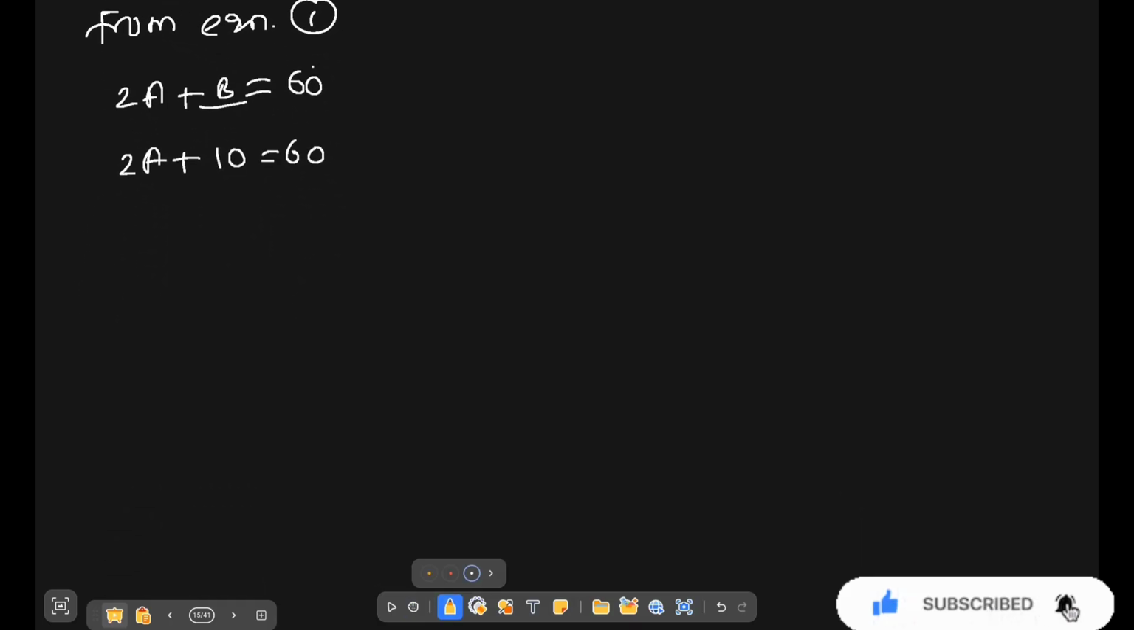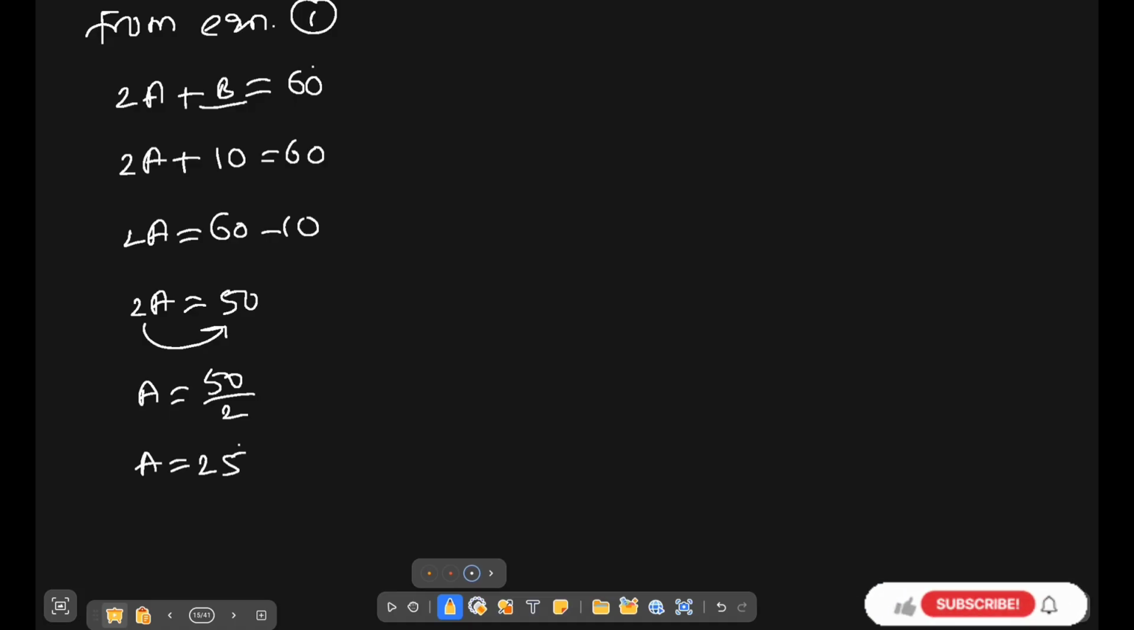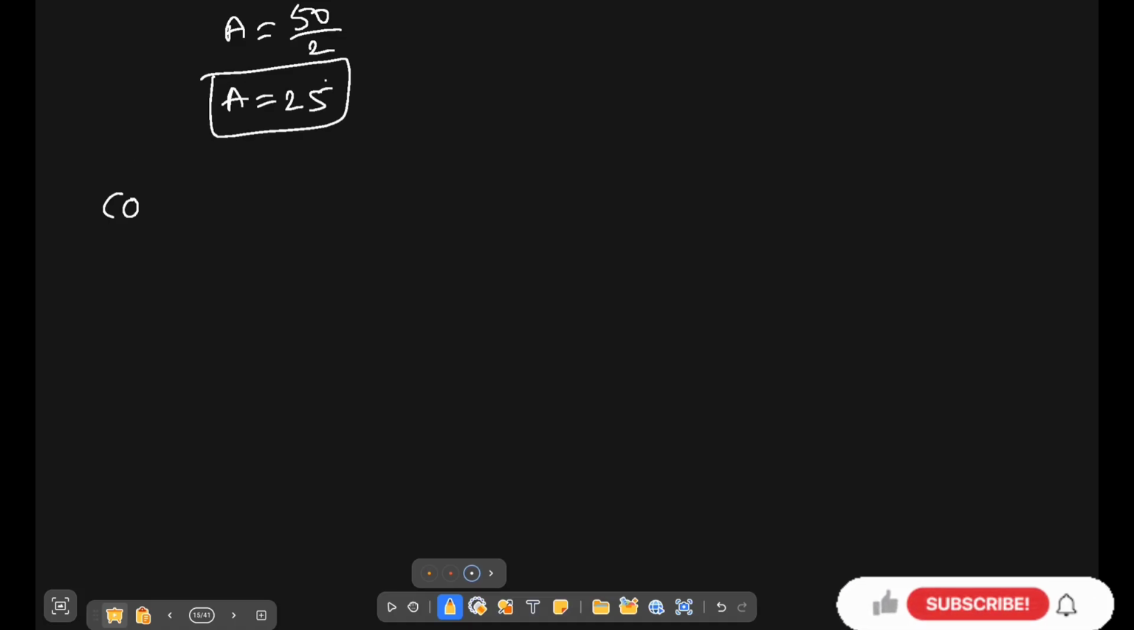Now send 10 to the right side. Now it becomes 2A is equal to 60 minus 10, which is 50. Send this 2 to the right side. Now A is equal to 50 by 2. So A is equal to 25.